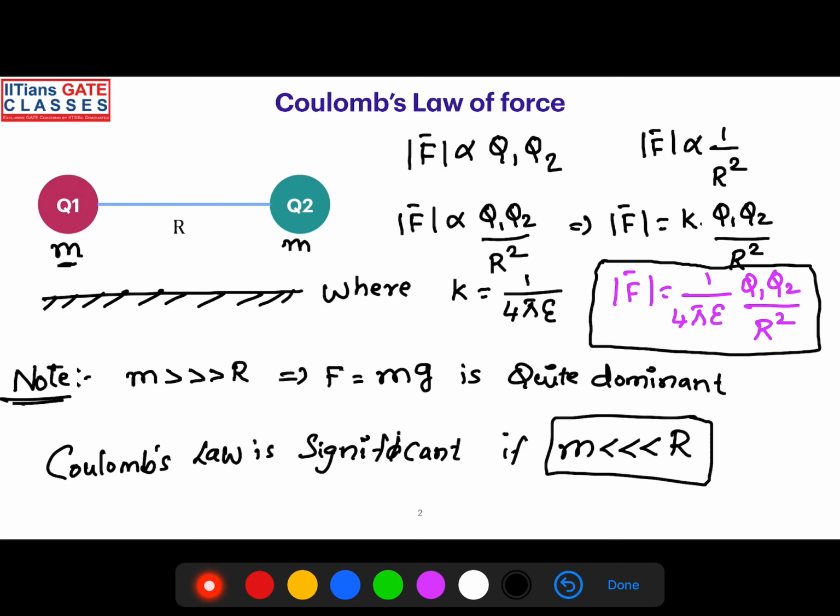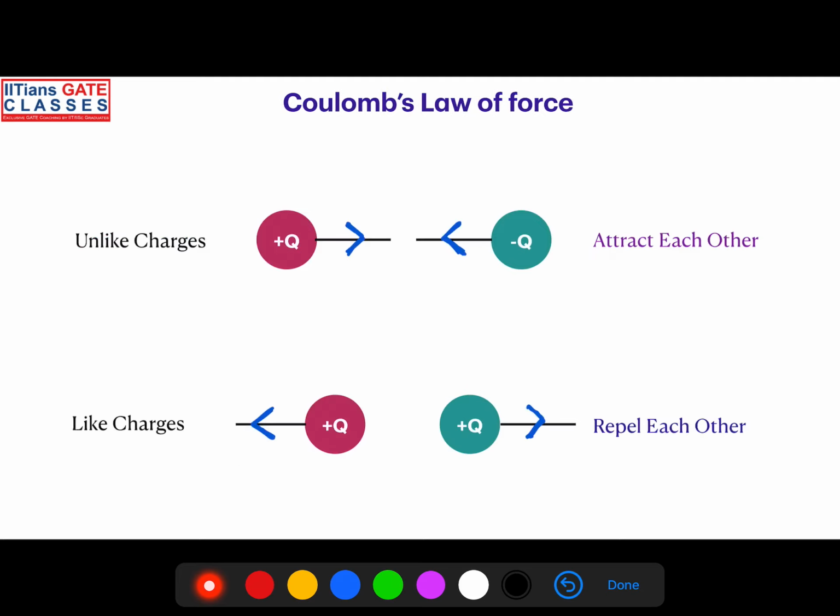Now let us move on to the direction. Let us consider the first scenario: one charge is positive and the other charge is negative. Those are said to be unlike charges, that means both charges have different polarity. In this case, what will happen? Since both are unlike charges, the plus q charge tries to move towards the minus q charge, and the minus q charge tries to move towards the plus q charge. So whenever the charges are unlike, they try to attract each other.